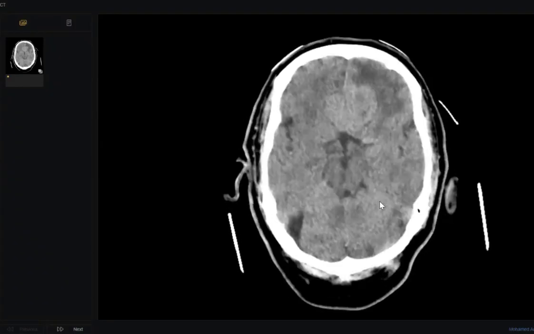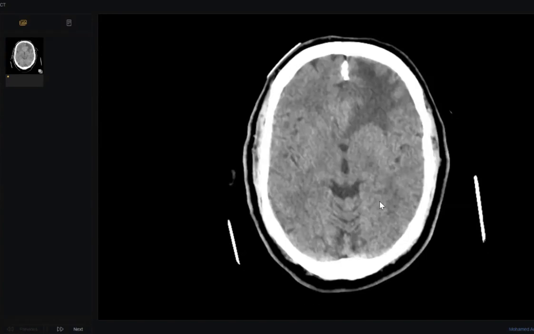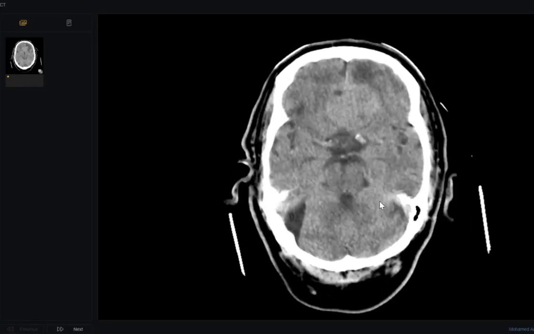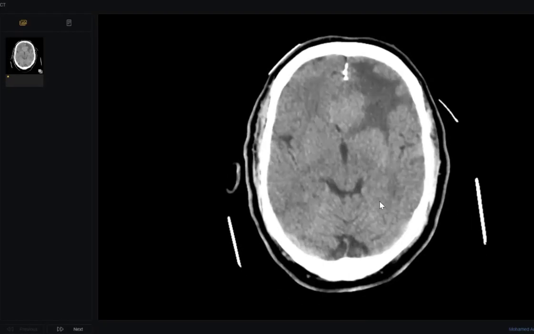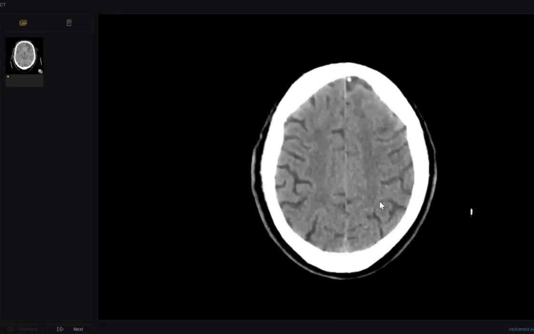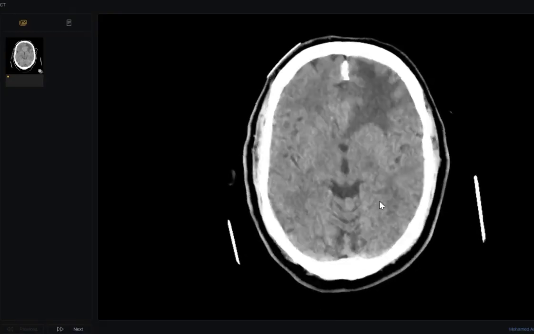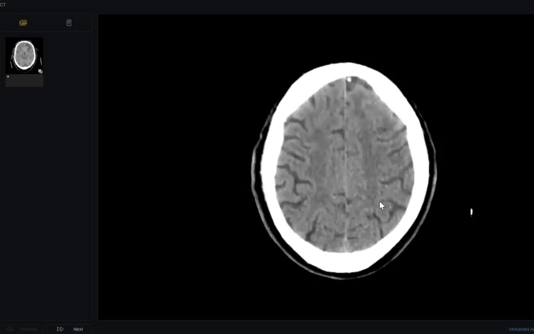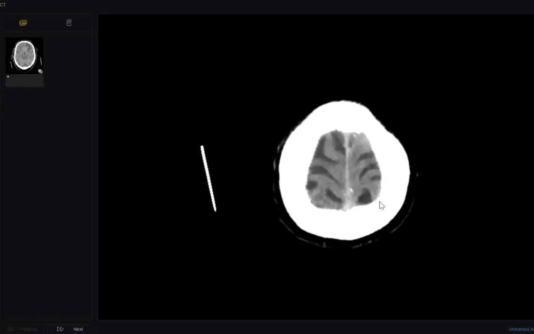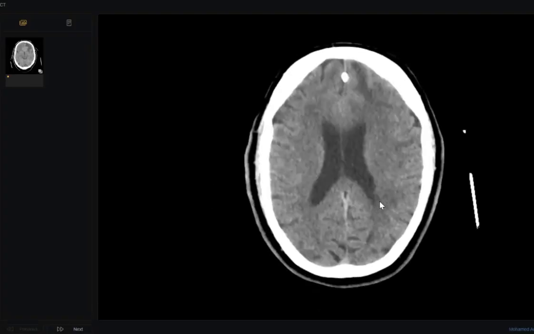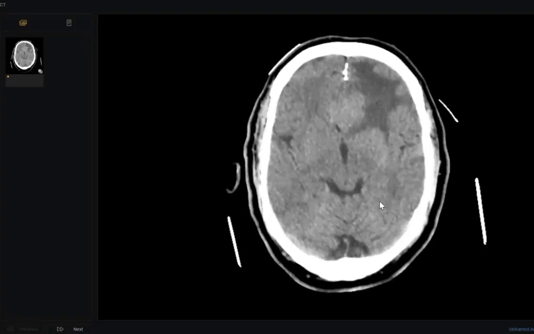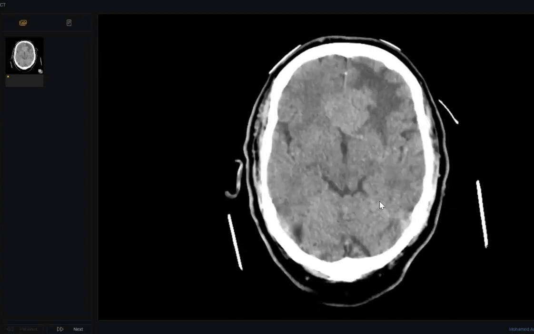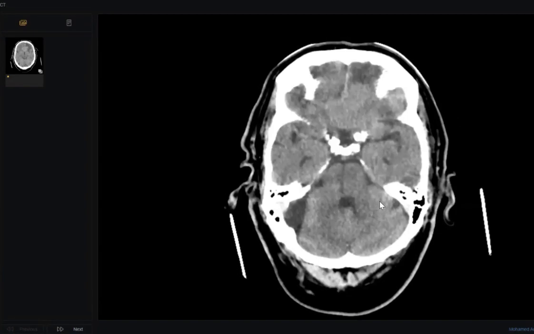So there is a right frontal parafalcine hyperdense focal lesion seen with perifocal edema in bilateral frontal lobes. I think I can see there is a CSF cleft, so this is suggesting that this is an extra-axial lesion. There is no calcification within the lesion. What's your diagnosis?